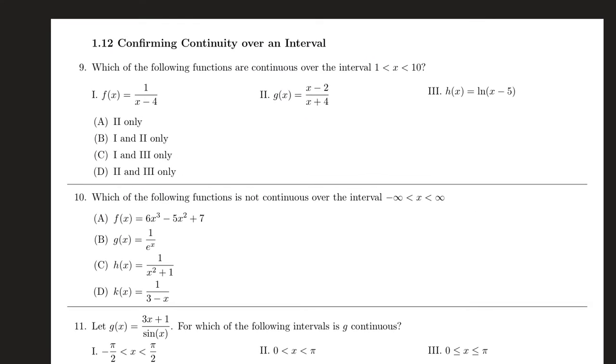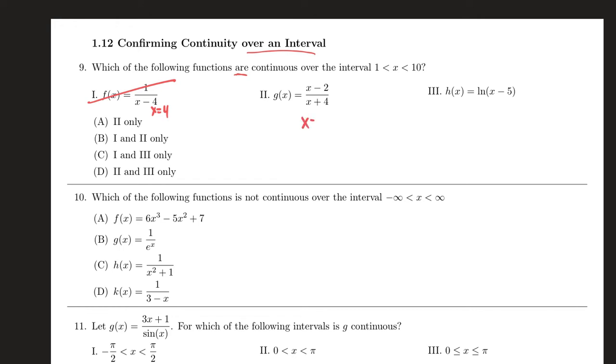Right, so for question 9, we're talking about continuity over an interval, so we just have to check a lot of values instead of a single value. Which of these functions are continuous over 1 to 10? Well, this first one, we know this one's discontinuous when x equals 4, which is between 1 and 10, so this one's not continuous over 1 to 10 because the bottom is equal to 0 at 4.